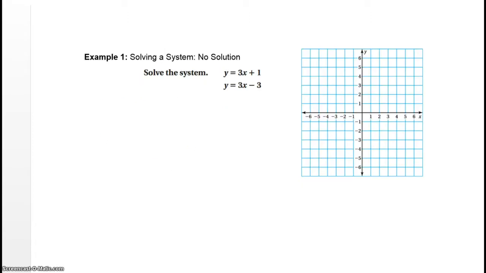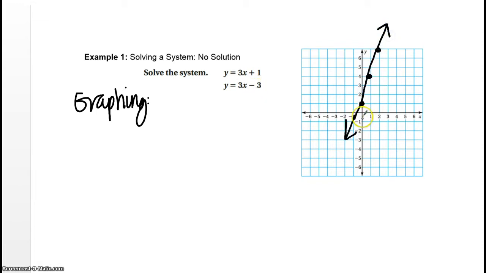So this first example, there are two different methods in which you could do this. The first is graphing, and the second is substitution. I'm going to start with graphing first. You need to remember how to graph a line from chapter 4. So I start with a y-intercept of 1. My slope is 3 over 1, so I rise 3 and run 1. Connect my points.